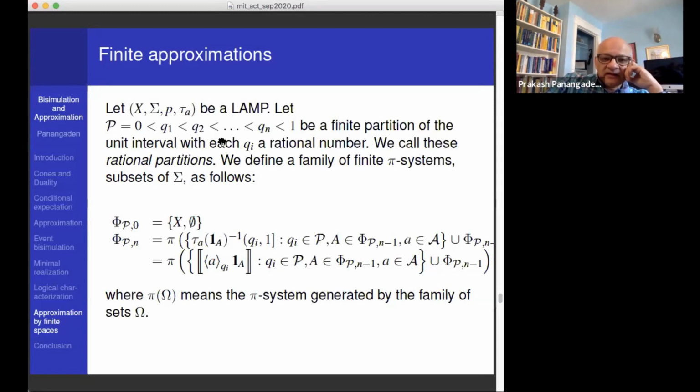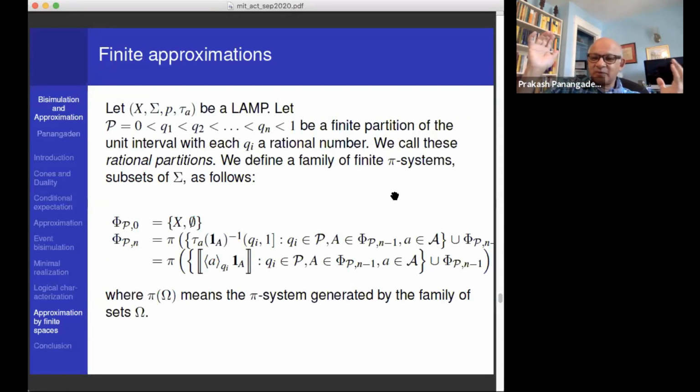So let X be an abstract Markov process. The first thing we're going to do is take a finite partition of the unit interval, with each of these q_i being rational numbers. We'll call these rational partitions. And we're going to define a finite family of finite pi systems. A pi system is just a family of sets closed under finite intersections.